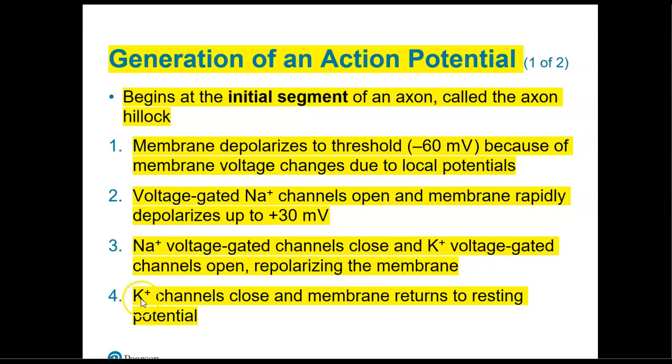So step 3, when potassium begins leaving, that's going to repolarize the membrane. And step 4, potassium channels close. Now you have all the voltage-gated channels closed. Potassium and sodium channels are closed. You don't have excess sodium coming in. You don't have excess potassium leaving. And the membrane is going to return to its resting potential.